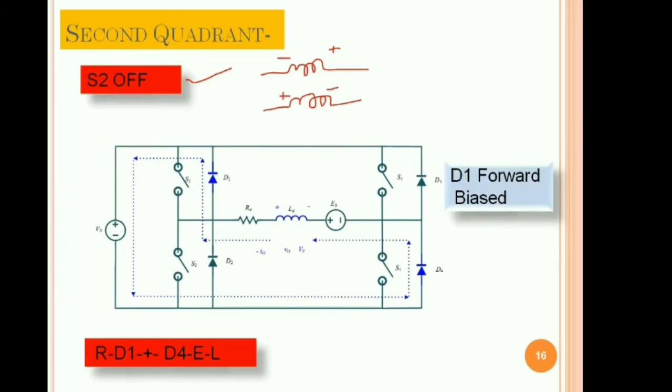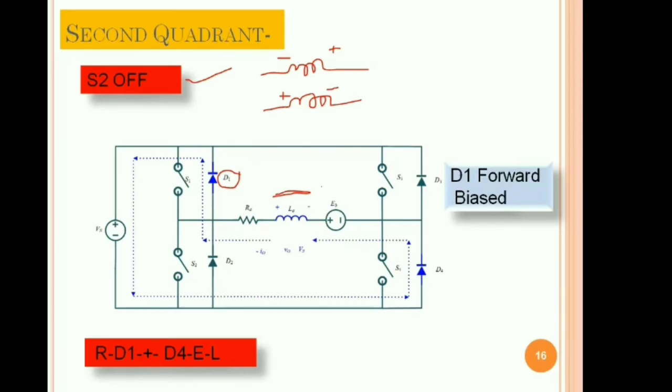So here I mention plus minus, left side plus, right side minus. That change in polarity will forward bias the diode D1. That is, the positive is connected to the anode of the diode. So D1 is forward biased.